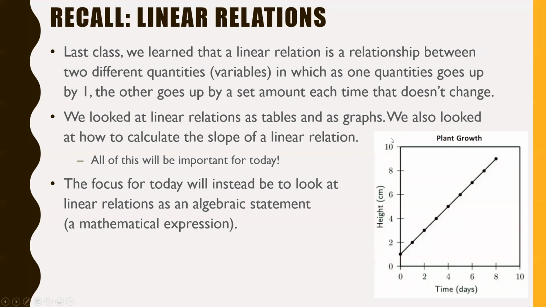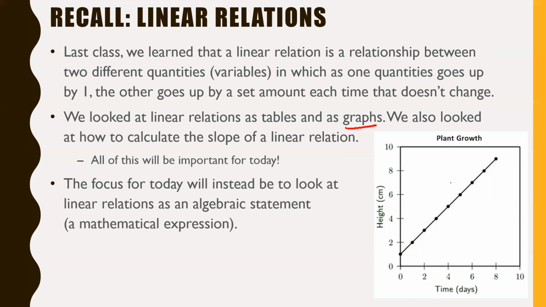So first, let's recall linear relations from last class. We discussed that a linear relation is a relationship between two different quantities, in other words, variables, in which as one quantity goes up by one, the other one goes up by a set amount each time that doesn't change. We looked at linear relations as tables and as graphs yesterday. We also looked at how to calculate the slope of a linear relation. The slope of a linear relation, especially if you had a graph, was just your rise over your run.